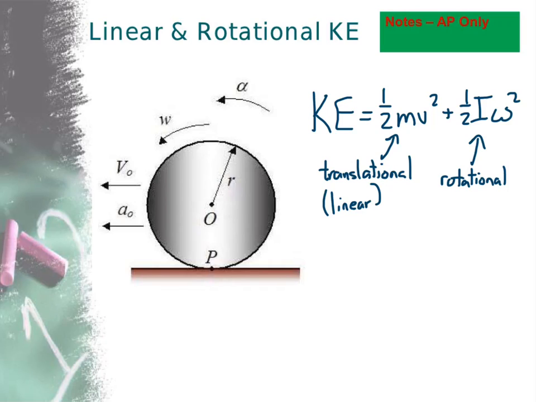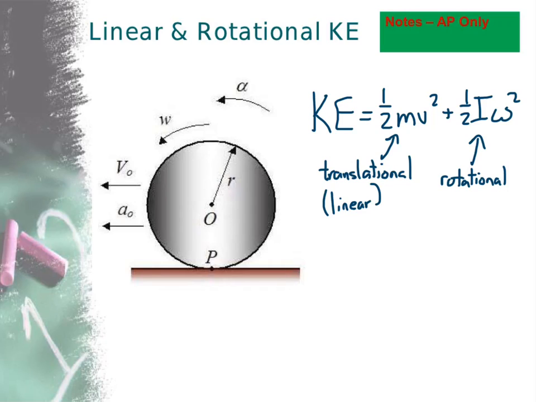And if we really wanted to, we could actually play around. We could actually figure out what I has to be. I think for a cylinder that's solid, it turns out to be 1/2 mr squared. So we could actually come up with a formula for what its total kinetic energy is.